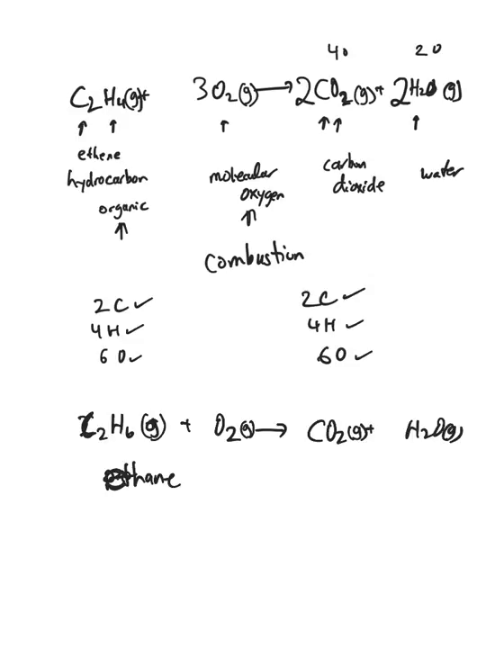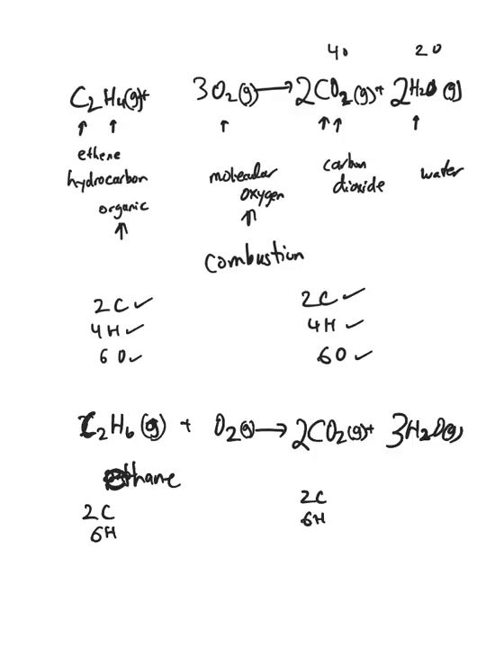So let's balance our atoms. 2 carbons on the left. I need 2 carbons on the right. 6 hydrogens on the left. I've got 2 hydrogens in the water. Can't change the subscript. I can only change the coefficient. We'll put 3 out front. That gives me 6 hydrogens on the product side.